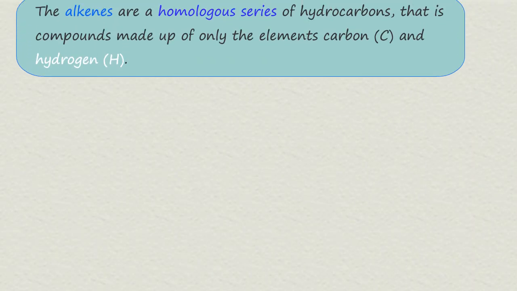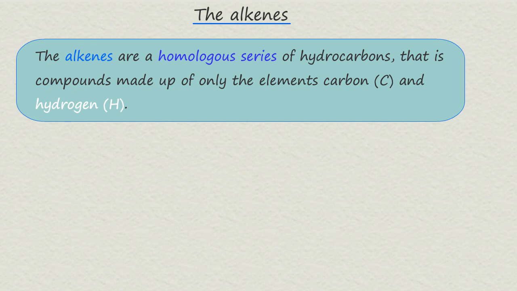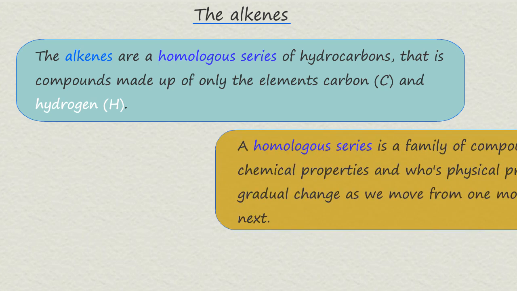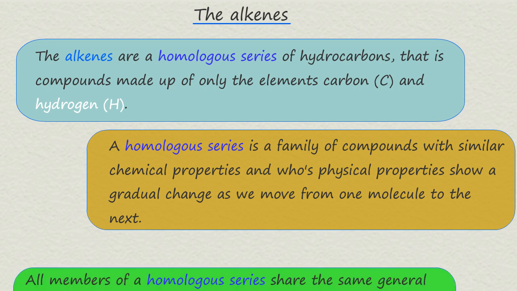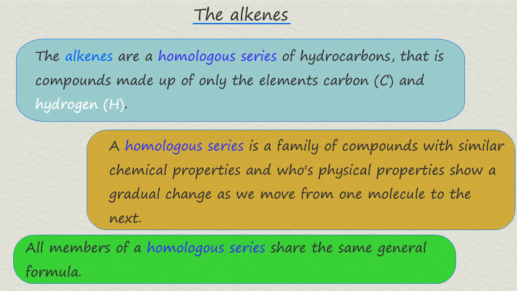The alkenes are a homologous series of hydrocarbons, that is, molecules made up of only the elements carbon and hydrogen. Now recall that a homologous series is a family of compounds with similar chemical properties, and that the physical properties of the molecules in the homologous series show a gradual change as we move from one member of the series to the next. And finally, all members of a homologous series share the same general formula.